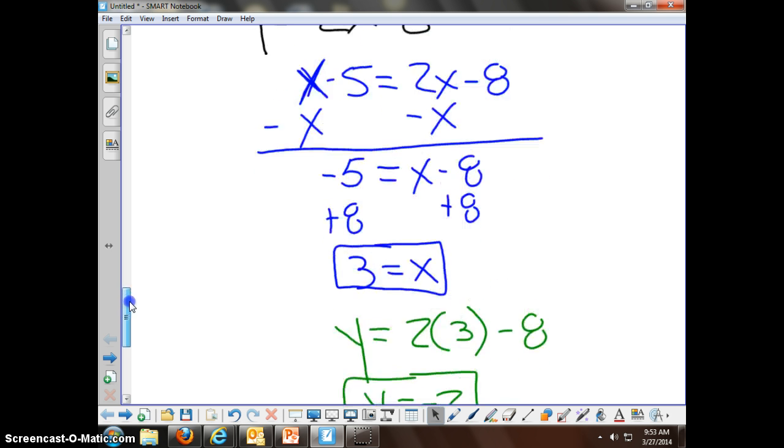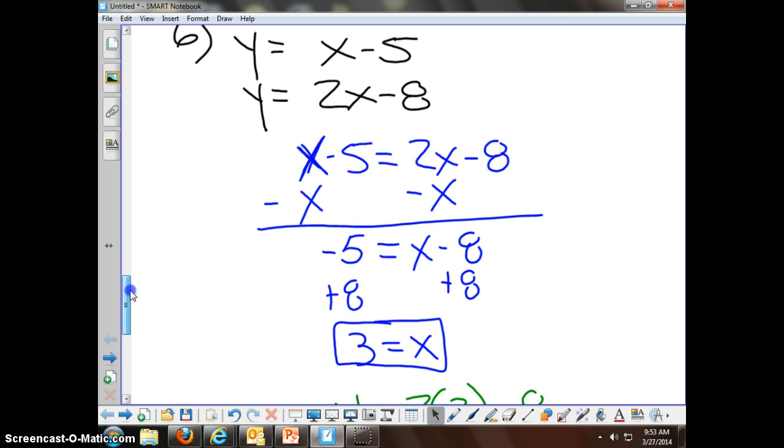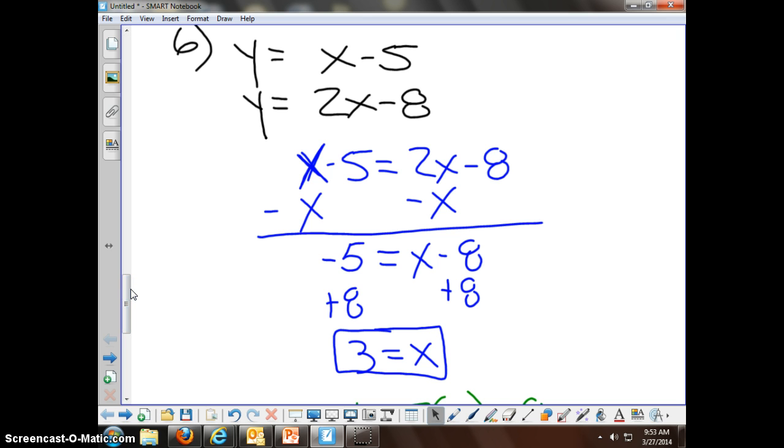So if you went up to your two equations and plugged in 3 for x and negative 2 for y, does it work for both equations? Yes. Okay, good. Questions on what we did there?